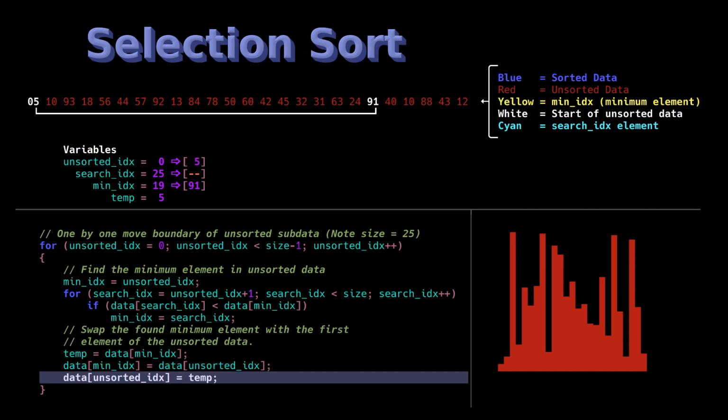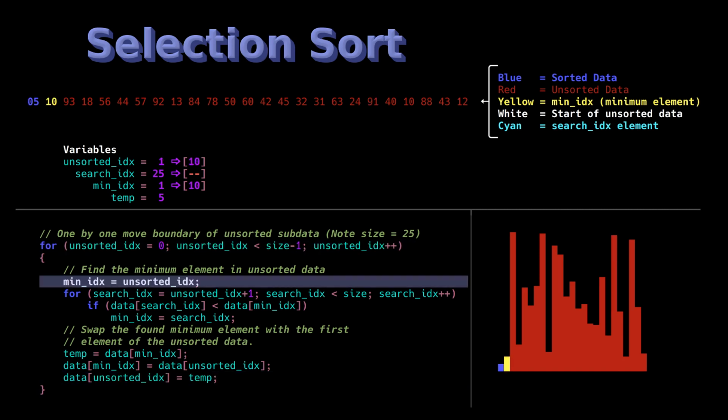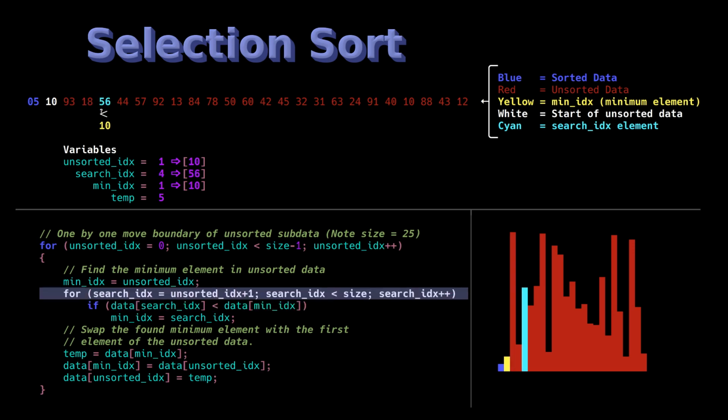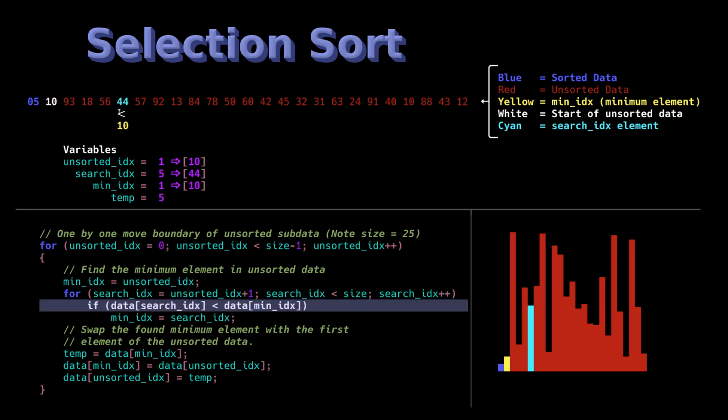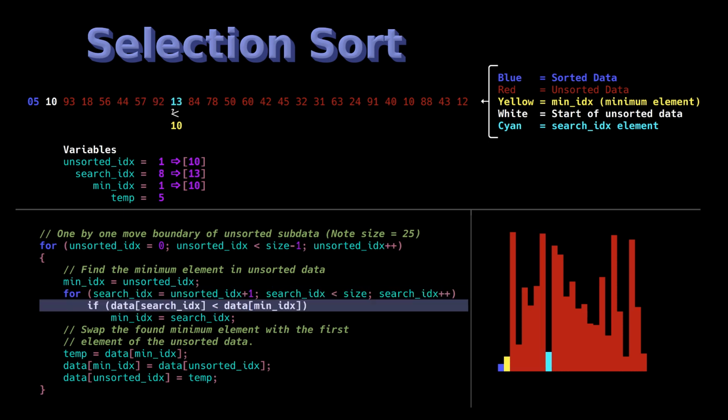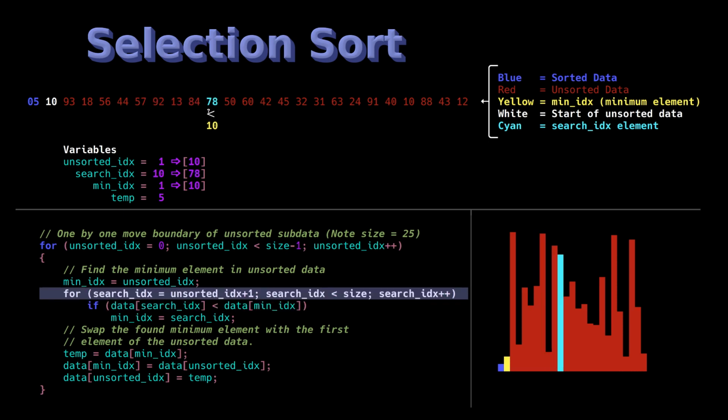The selection sort algorithm's big O is consistently n squared. Note, the 5 is the sorted portion of the array and will grow from there.